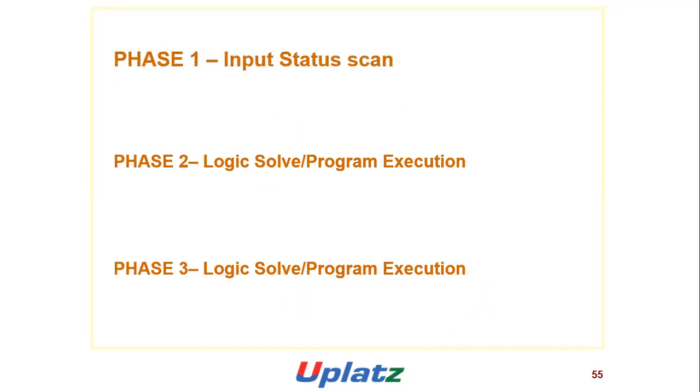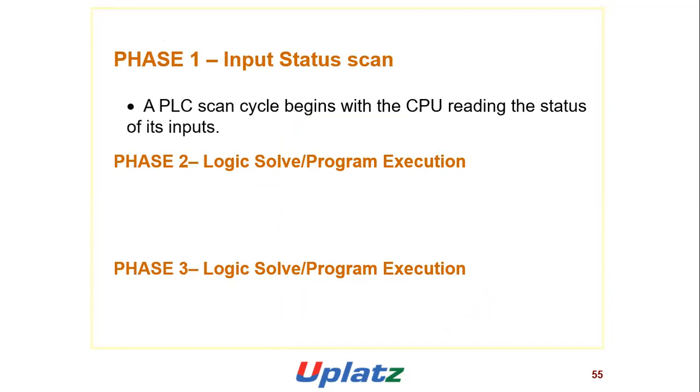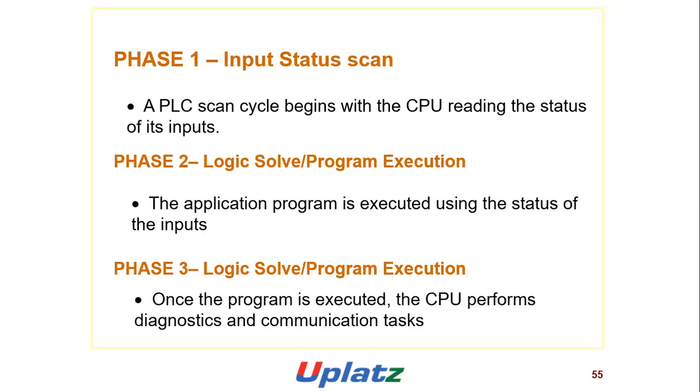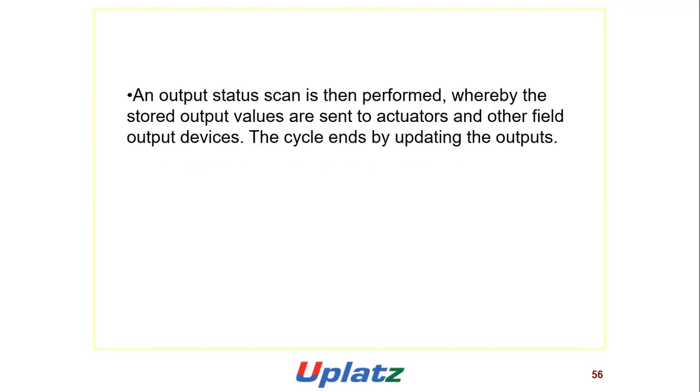Phase 1, input status scan. A PLC scan cycle begins with the CPU reading the status of inputs. The application program then executes based on the status of the inputs. In phase 2, logic solving, the program is executed. Once the program is executed, the CPU performs diagnostic and communication tasks.